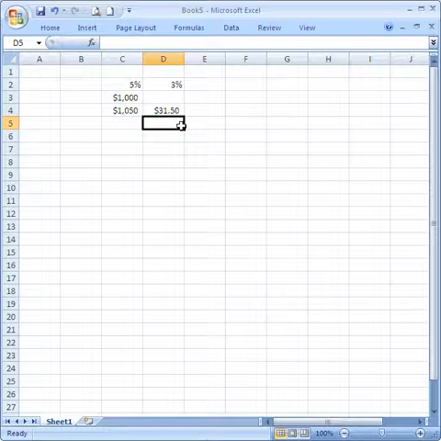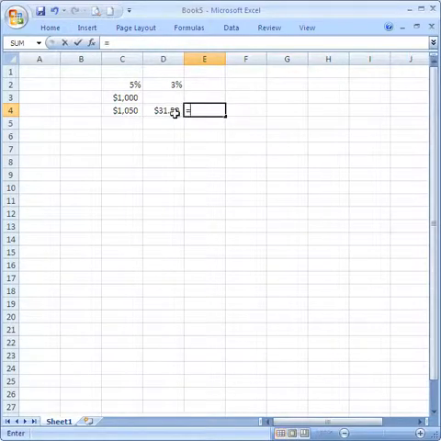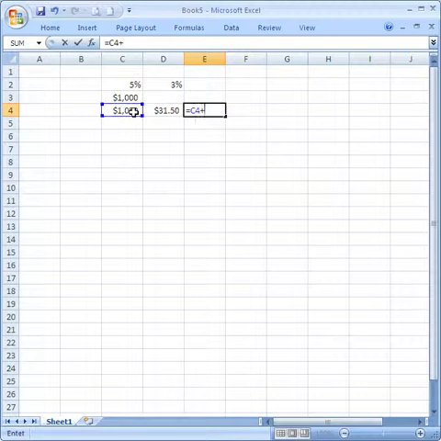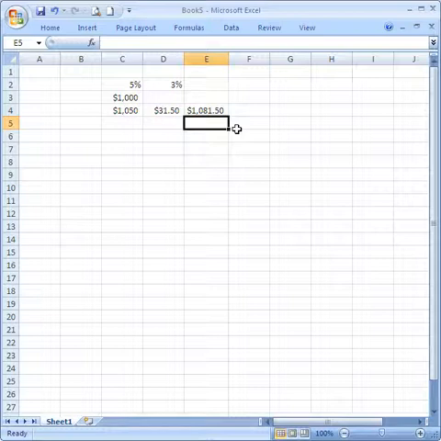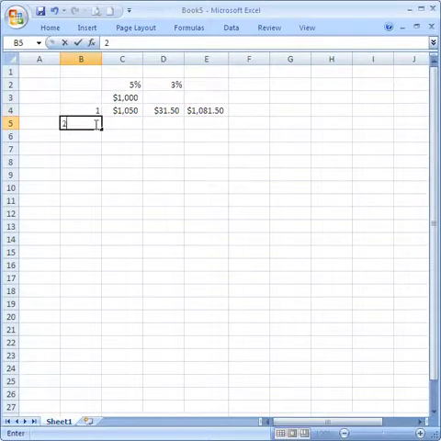In this case, however, we decide not to take the $31.50. We ask the company instead to give us $31.50 worth of stock. So at the end of the first year, we have the $1,050 worth of stock plus an additional $31.50 that we buy. The total stock we have at the end of the first year is this amount plus this amount, a total of $1,081.50. That's at the end of the first year.